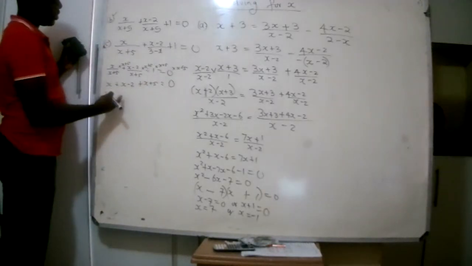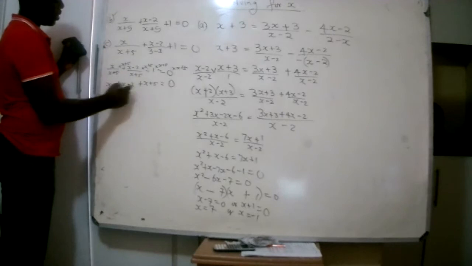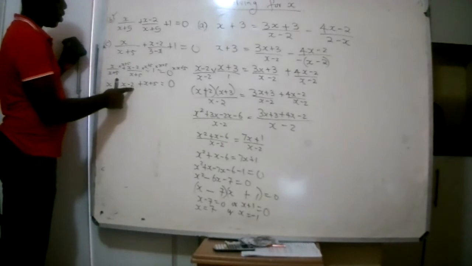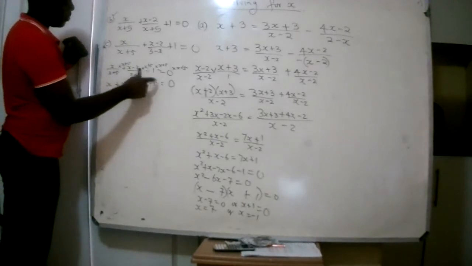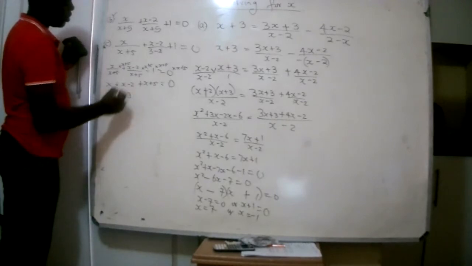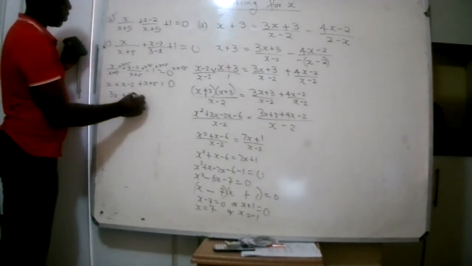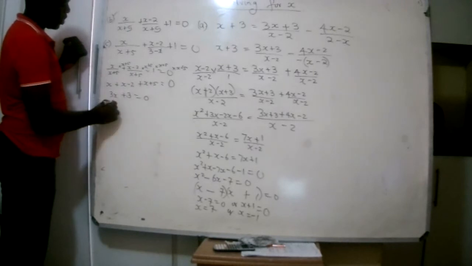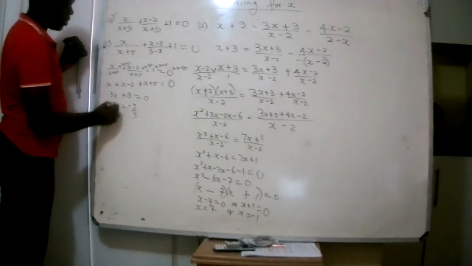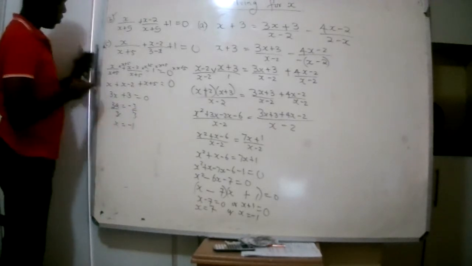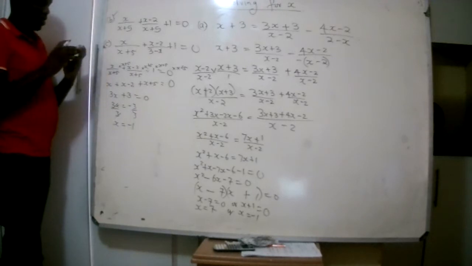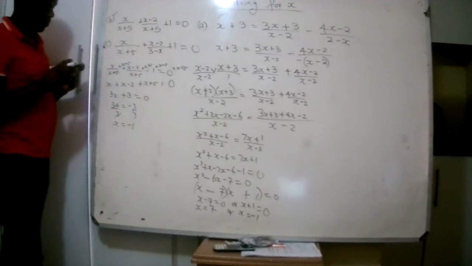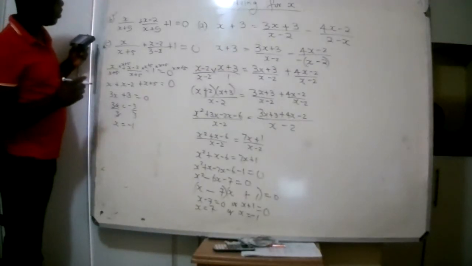So from there, we collect like terms: x plus x plus x, here 3x, then negative 2 plus 5. We're going to obtain plus 3 equal to 0. Then we take this to the other side, we're going to have 3x equal to negative 3. Divide both sides by 3, that cancels, therefore x will be equal to negative 1. You obtained negative half. Did I leave something here? No.